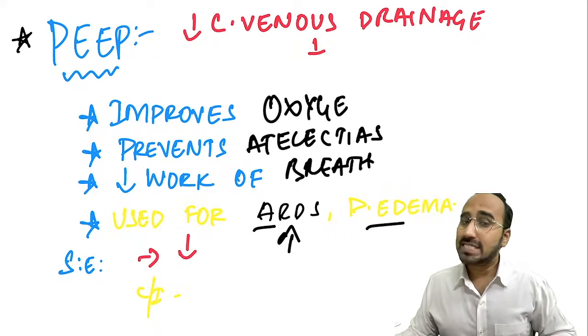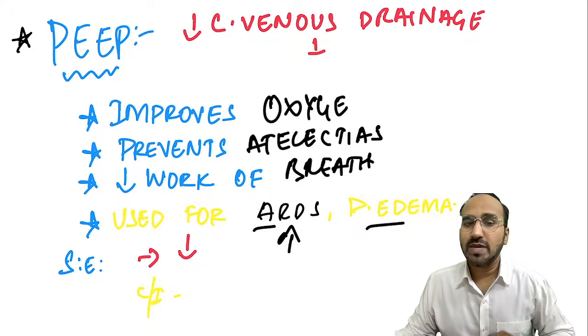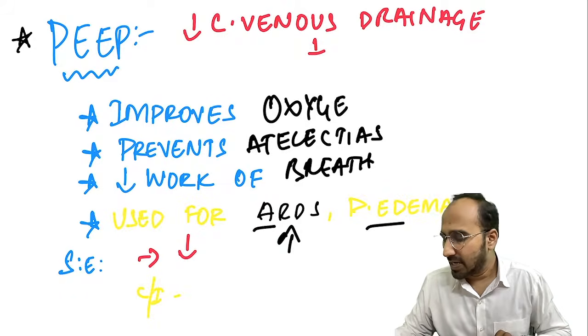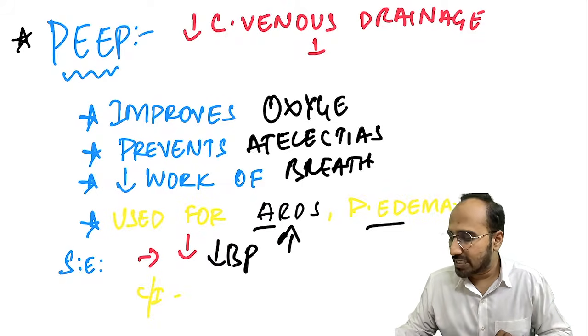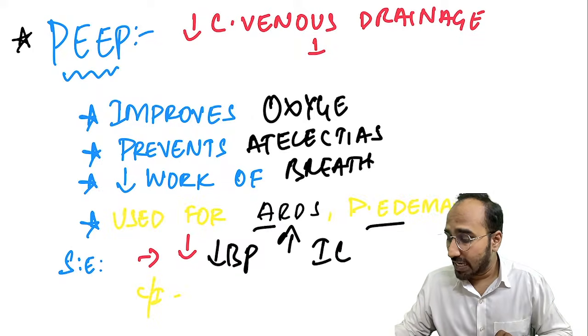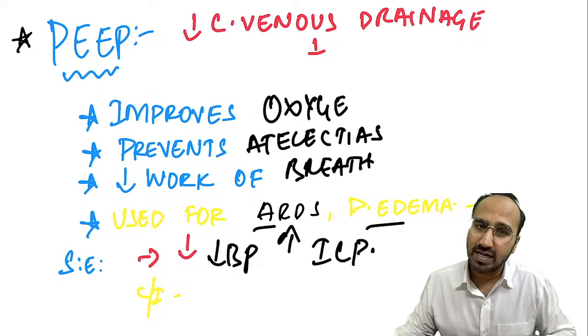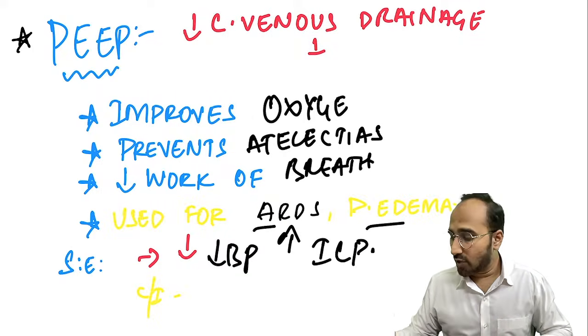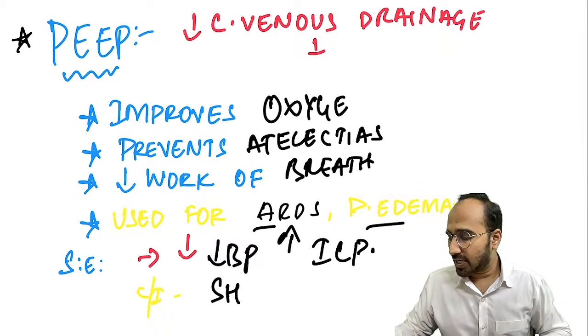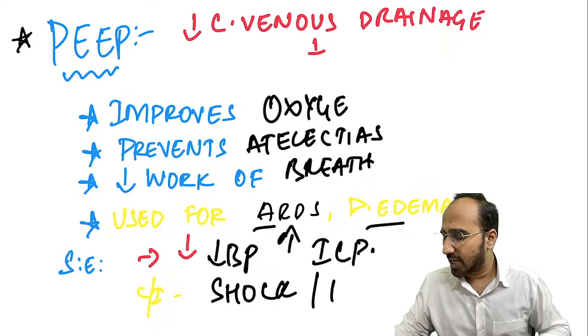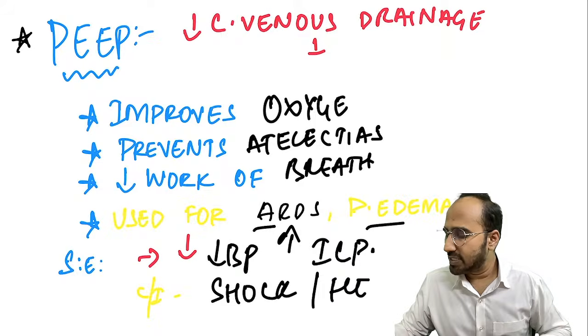But what is the side effect of PEEP, guys? If I use too much PEEP, the patient will have hypotension, and the patient will also have an increase in intracranial pressure. Why? Because PEEP will reduce the cerebral venous drainage. Due to this reason, PEEP is contraindicated in shock-like conditions, and in a patient who has any head injury, you don't give PEEP.